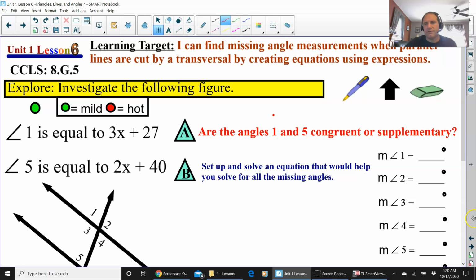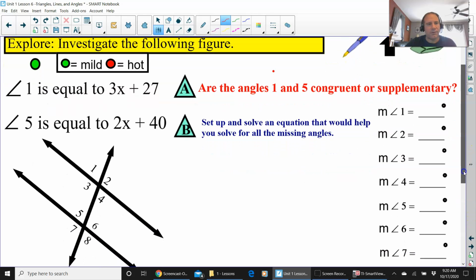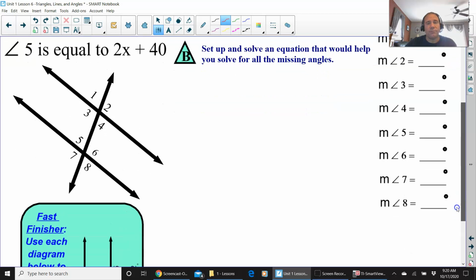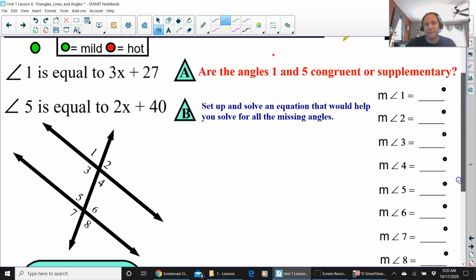All right, so this question right here asks you for a little bit more, actually all of the angles. So let's go ahead and see if we can do that. So the first thing that I want you to do is, when they give you what angle 1 is equal to, I want you to put it directly into the diagram. So this is 3x plus 27. And angle 5 is 2x plus 40.